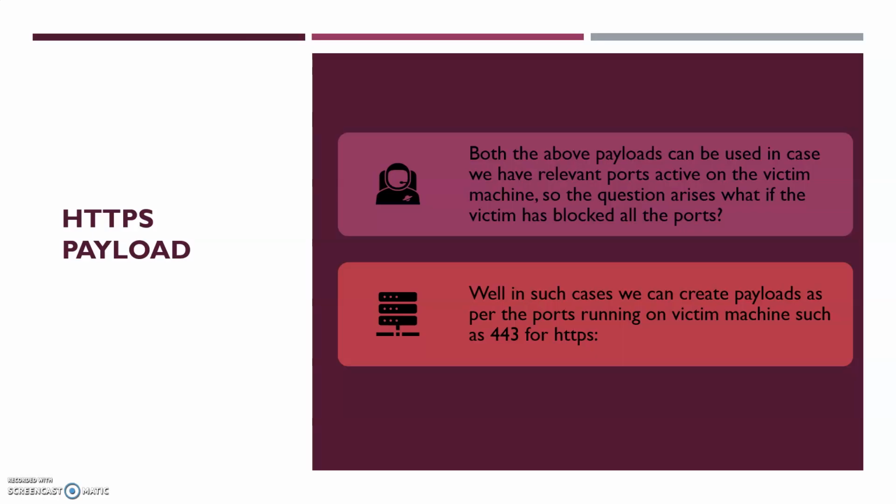Now, HTTP payloads. Both of the above payloads can be used in case we have the relevant port active on the victim machine. So the question arises, what if the victim has blocked all the ports? Well, in such cases, we can create payloads as per the ports running on the victim machine, such as 443 for HTTPS. Now let us start creating a payload and see what exactly a bind shell is.